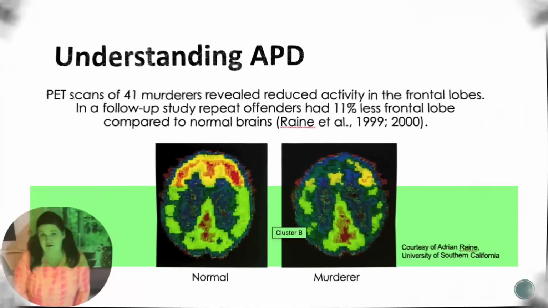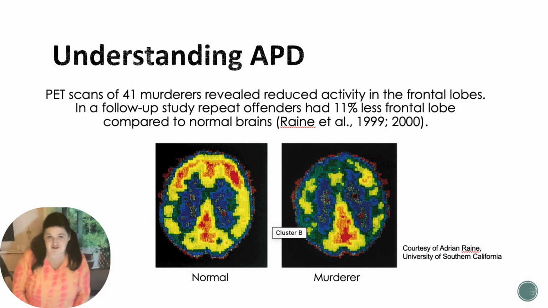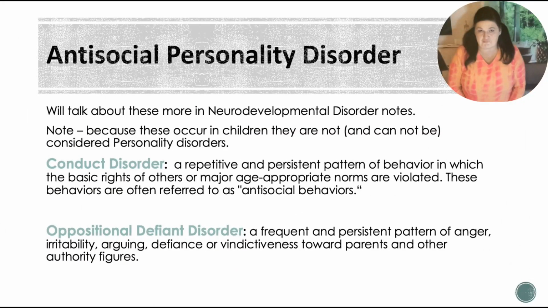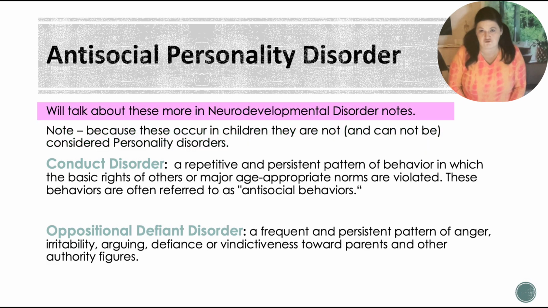In the PET scans of 41 murderers, they realized that there was reduced activity in the frontal lobe. A follow-up study reported that repeat offenders had 11% less frontal lobe activity compared to normal brains, which you can see in the scans on the screen. We're going to talk more about these two that I've listed in your notes. One is neurodevelopmental disorders, but you should note that because these occur in children, they are not and cannot be considered personality disorders. These are called neurodevelopmental disorders, and again, we'll talk about them.